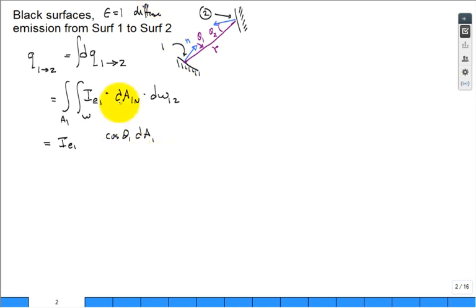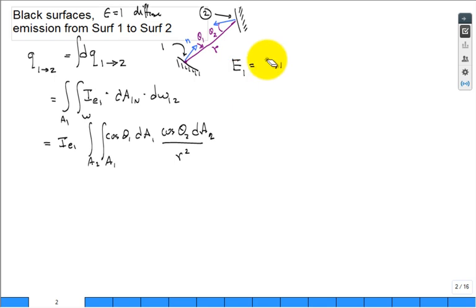So this gives me dA1 normal, and then the omega, the solid angle, that's going to be the cosine of theta 2, dA2, divided by r squared. And now we're just going to integrate over, because we transformed that solid angle into an area, integrate over area 1 and area 2. Double area integral. The emissive power of 1 and the intensity of emission of surface 1. What is the relationship that we have?